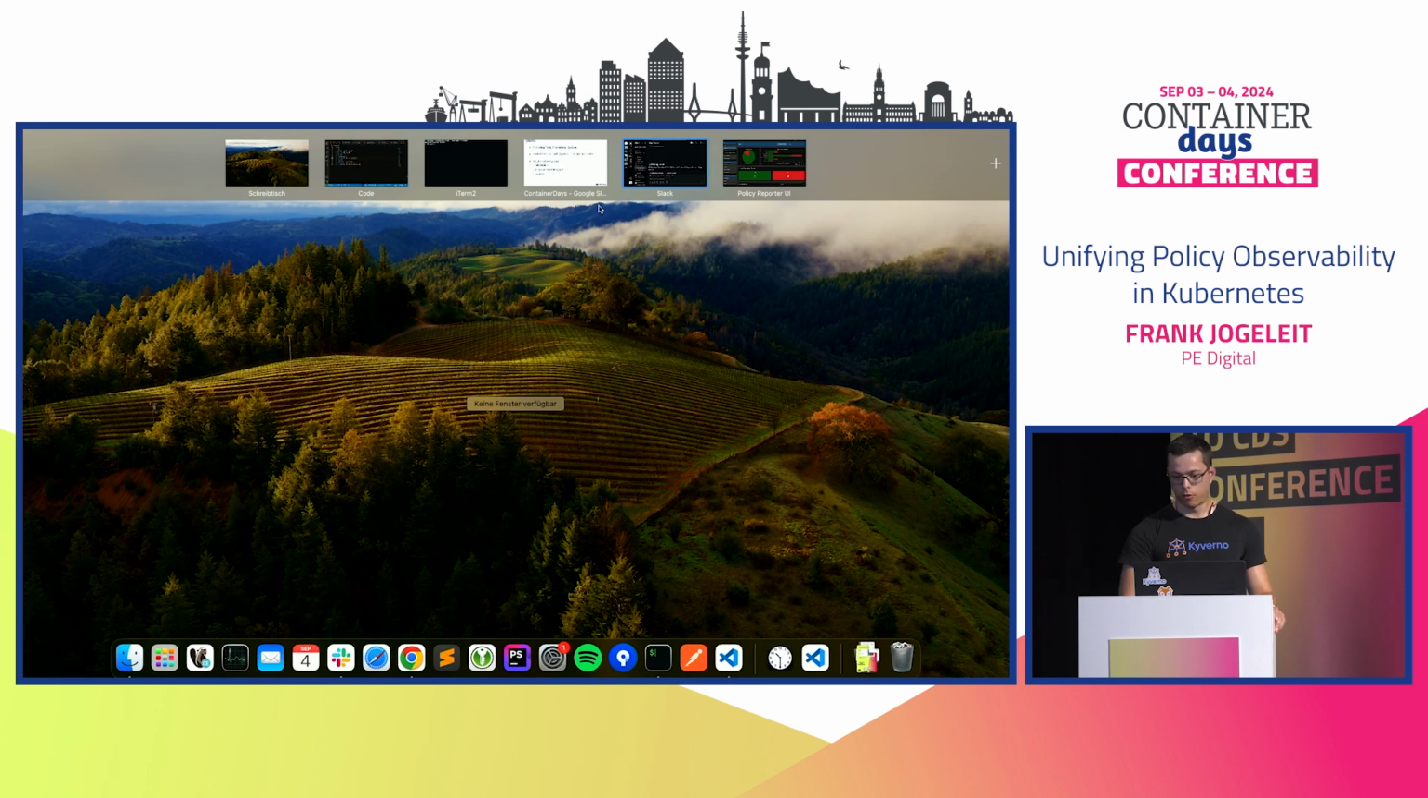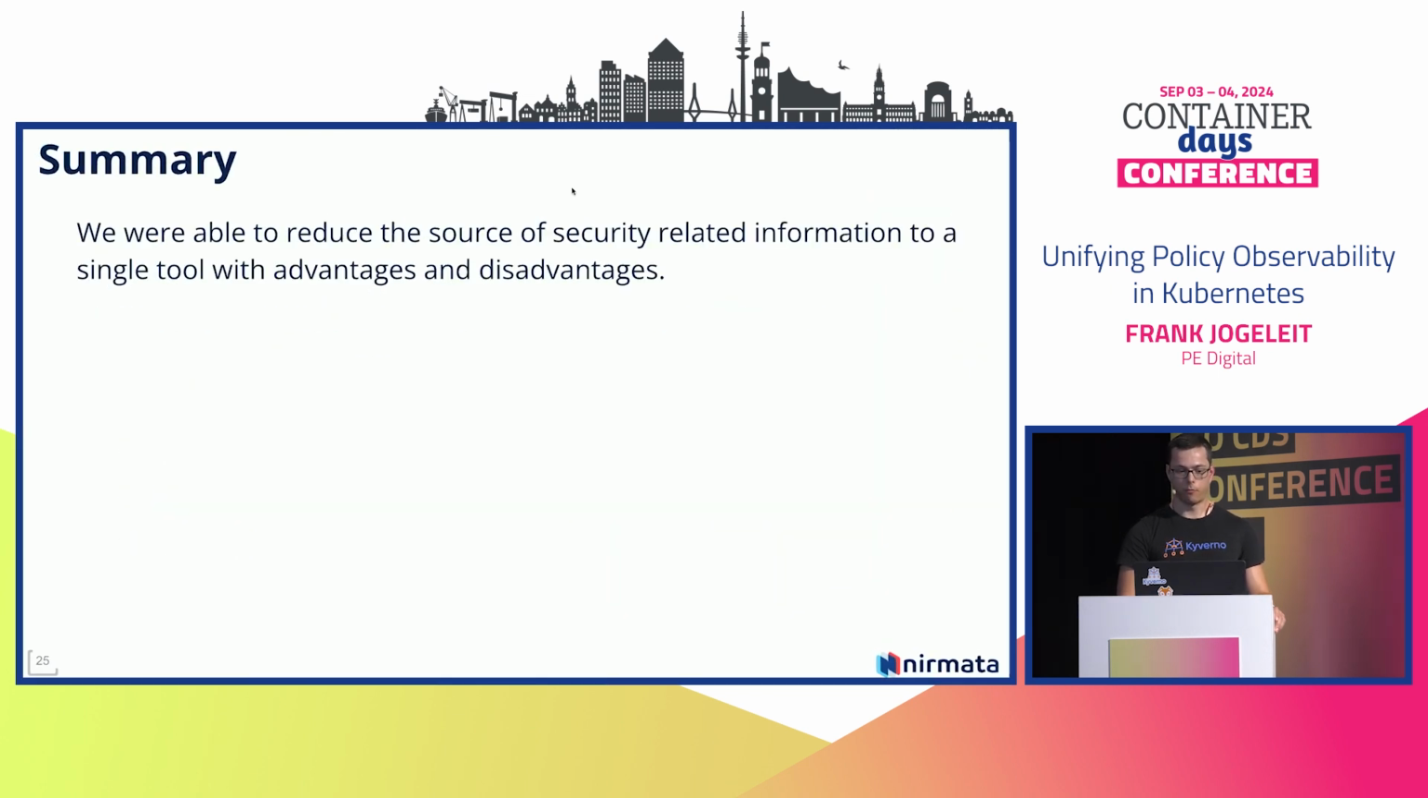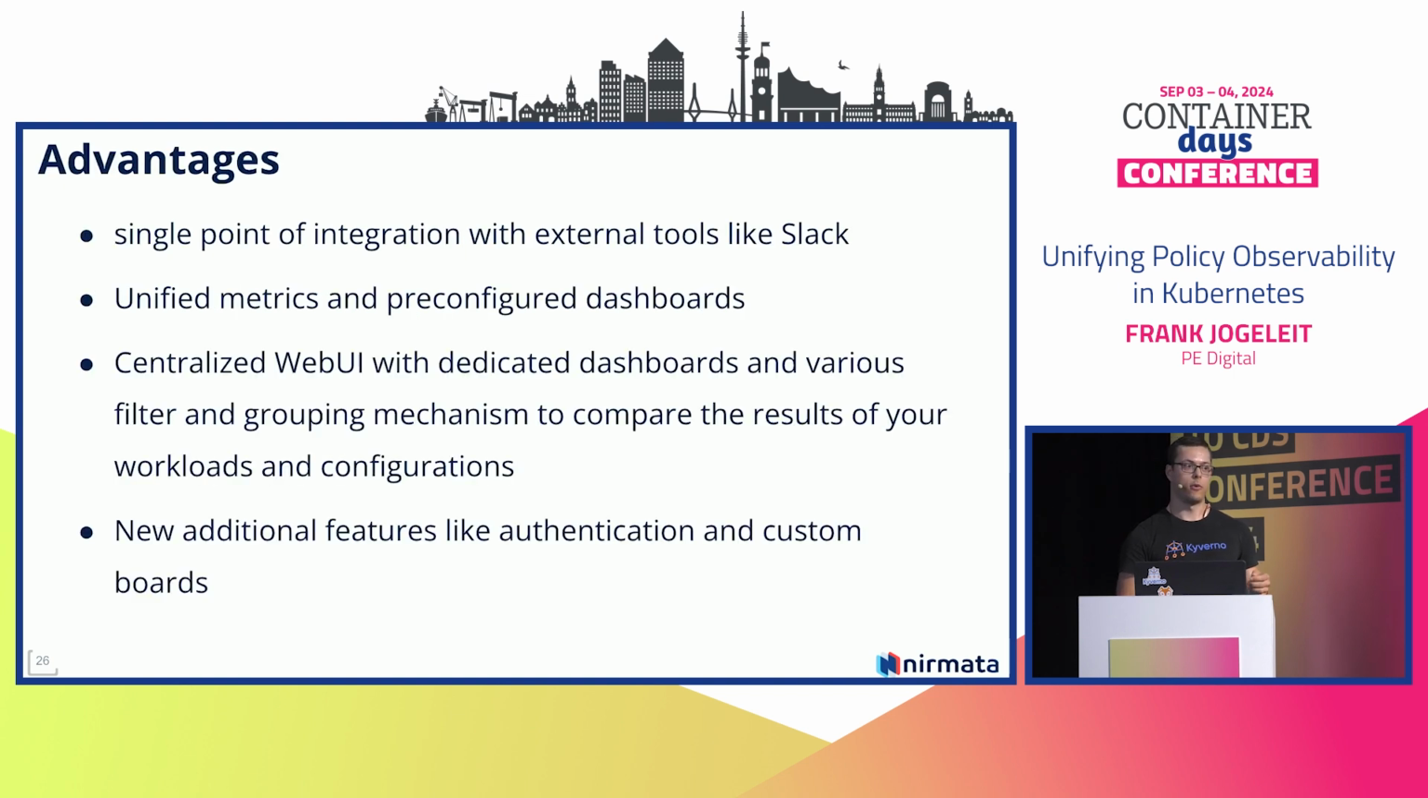Okay, let's get back to the slides. So, what is the summary of this? We are able to reduce the tools we need to get an insight into our security to a single UI or metrics, as you prefer. We only have to learn and configure a single tool for Slack notification and Security Hub integration. We can use additional features which other tools might not provide, like custom bots, authentication, AWS Security Hub implementations and stuff like this.